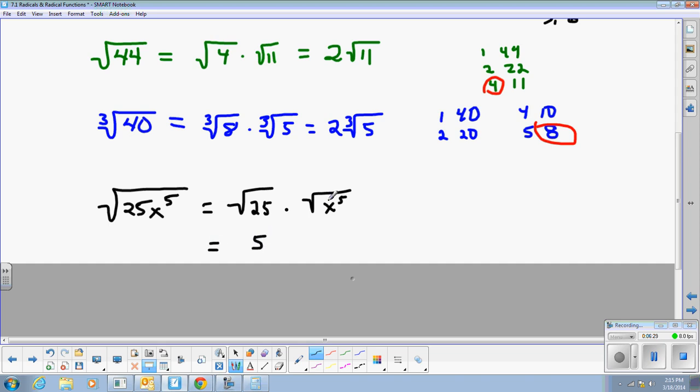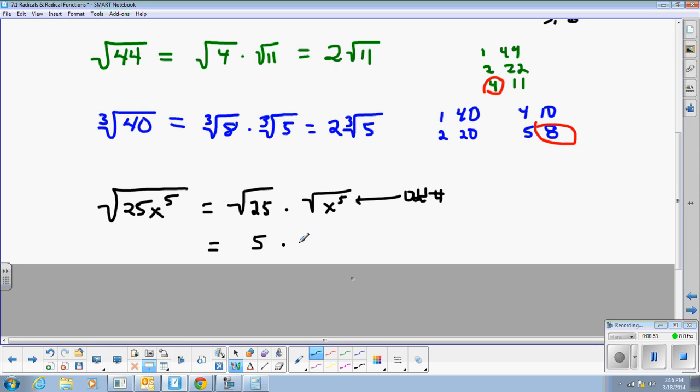Now I'm looking for the square root of x to the 5th. X to the 5th is not a perfect square. Your exponent is an odd number. An odd number exponent is not a perfect square. So when you have an odd number there, we're going to have to break this apart into two factors before I can go any further. Even number exponents will give us a perfect square because I can divide them by 2.